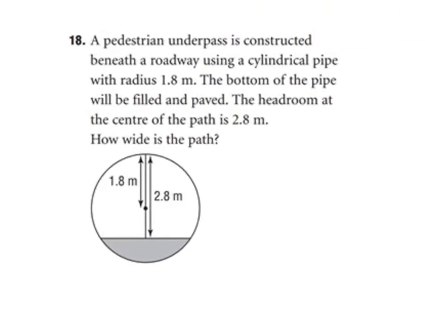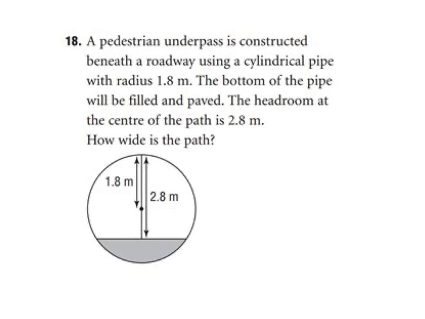All right, let's take a look here at our last one. So for number 18, we have a pedestrian underpass constructed beneath a roadway using a cylindrical pipe with a radius of 1.8 meters. And they drew that in for us right here. Perfect, 1.8 meters. The bottom of the pipe will be filled and paved. The headroom at the center of the path is 2.8 meters. How wide is the path?